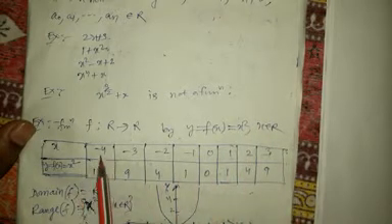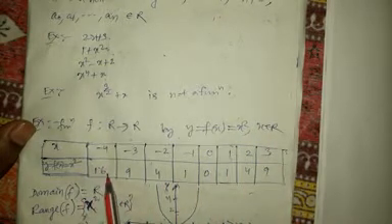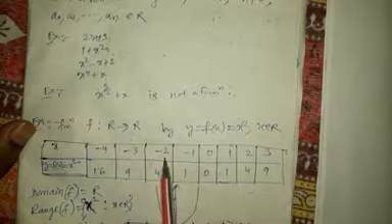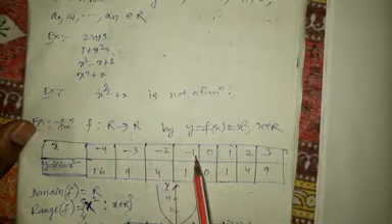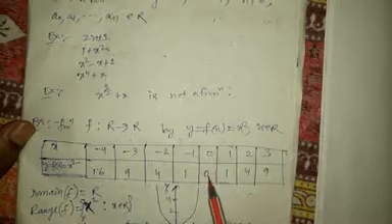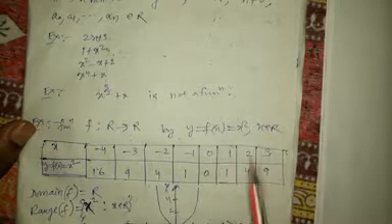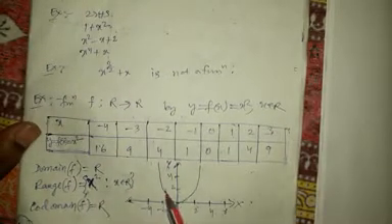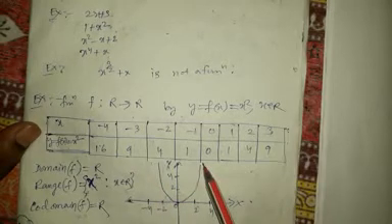Now here x value minus 4, that is 16. Here minus 3, that is 9. This is minus 2, that is 4. This is minus 1, this is 1. This is 0, this is 0. This is 1, this is 1. If you put these values and plot them, you get a parabola.